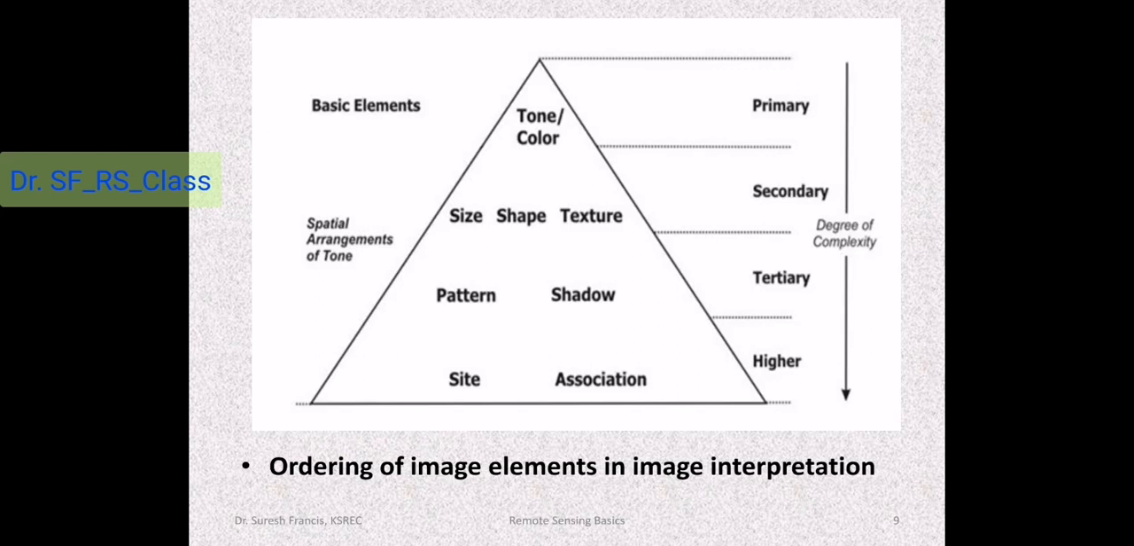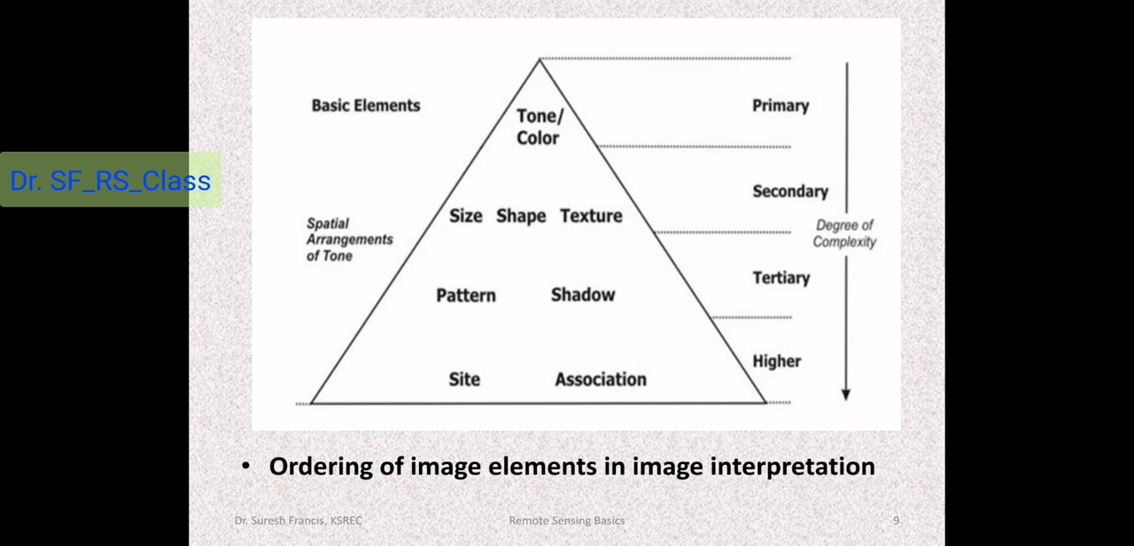So there should be an order of interpretation elements like primary, secondary, tertiary, and higher elements. Higher complex elements will be at the bottom of the pyramid, and the primary, basic elements will be on the top of the pyramid. So the degree of complexity increases towards the base of the pyramid, and you can see here the primary one is the tone or color.